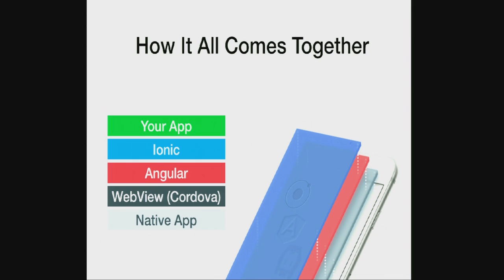So how does it all really come together? Well, you have your app. You have Ionic being the UI layer, Angular being the structure for it. That's going to get wrapped inside of a web view, so Cordova, and deployed to your device.